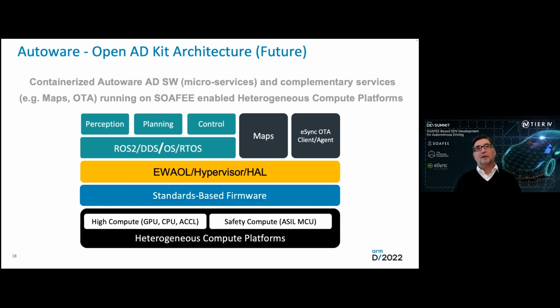Now, where we want to go ultimately with the OpenADKit is to enable a true microservices architecture and start to integrate additional service capabilities on top of a heterogeneous compute architecture. And this is where implementing a digital twin of the underlying hardware architecture comprised of GPU, CPU, acceleration logic, high safety MCUs running the eWall framework, and including things like hypervisor, hardware abstraction layers, and then the Autoware application in a microservices architecture would break up the functionality of perception, planning, control, localization, and so forth into separate containers on top of this framework. So this is the goal of the Autoware Foundation, to work with SOAFEE and our partners to enable this type of an architecture.